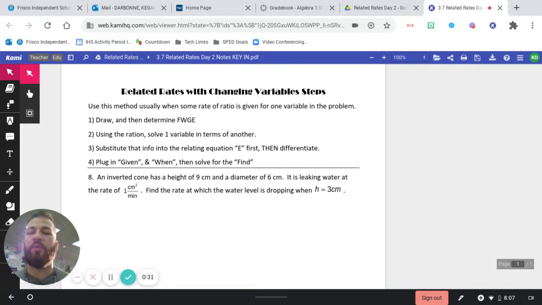So I use a ratio to replace a variable with another one. We'll see it here in a little bit more, but let's talk through our steps again. First step, of course, is to draw our diagram. And then this time we are also adding in that first step of FUIGI. Then our second step is that using that ratio, we're going to solve one variable in terms of another. We're going to see that here in our first example, number 8. And then step 3, we're going to substitute anything we need to into our equation and then differentiate. And then step 4, of course, plug in our given when into our equation and solve for the find, whatever we're trying to look for.